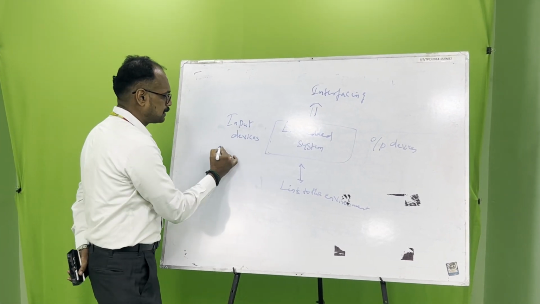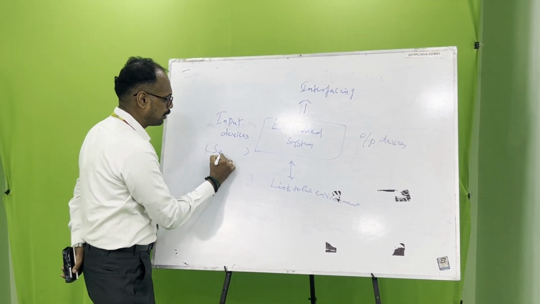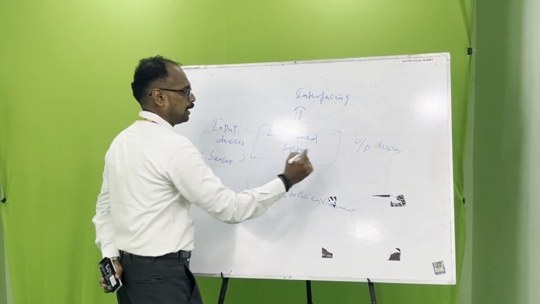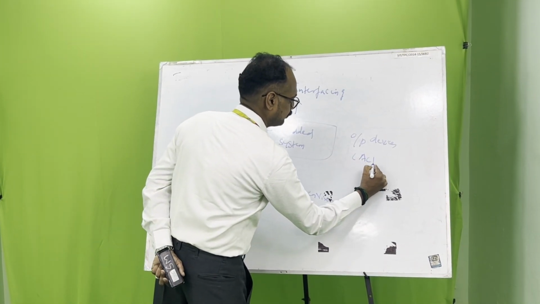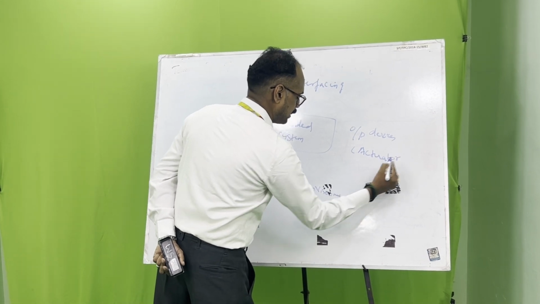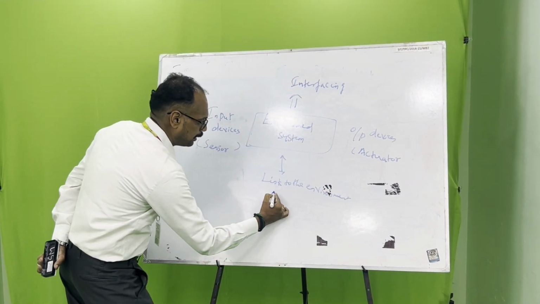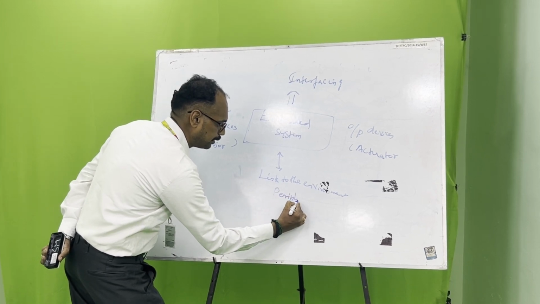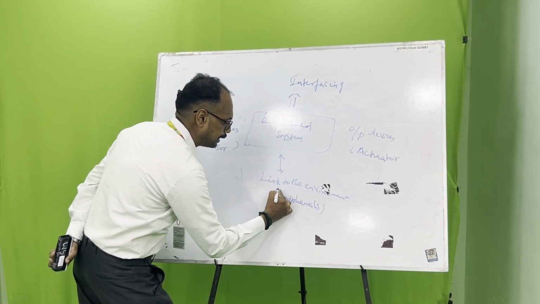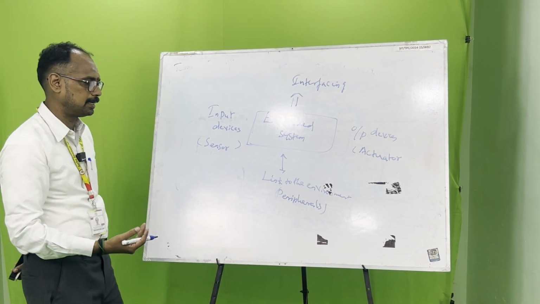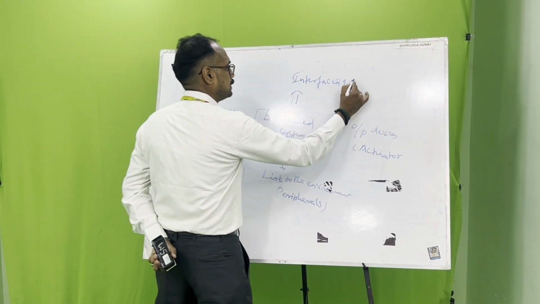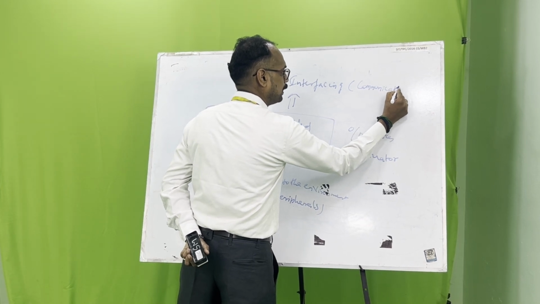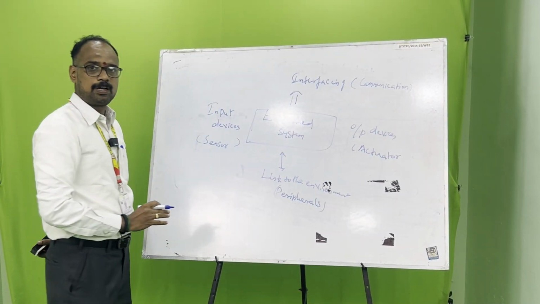The input device is nothing but your normal sensor, and our output device is the actuator. Linked to the environment are various peripherals. The peripherals are additional hardware components like your printers, whatever they may be. And interfacing is communication: what communication protocol can be used between the different components of the embedded system.